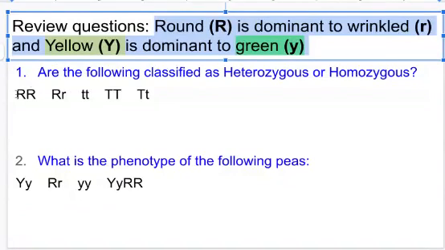So just pause the video here and have a go, and come back to it. And if you have a look at the notes underneath, you'll be able to find the answers, but we'll go through the first one together.